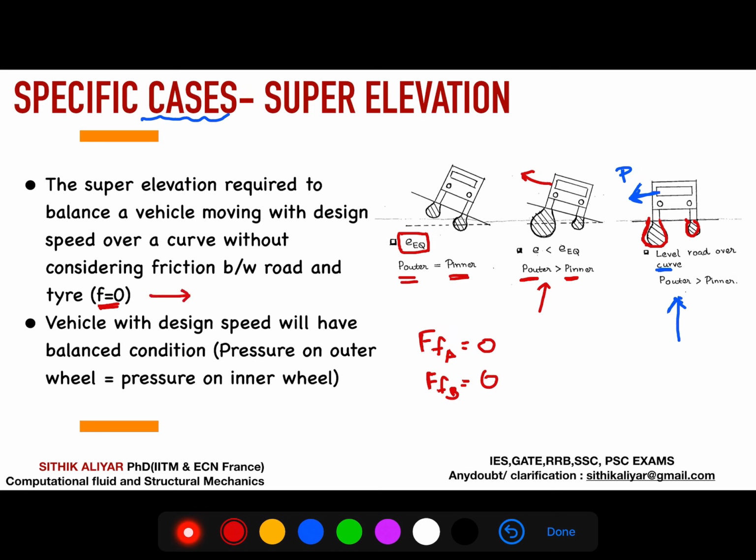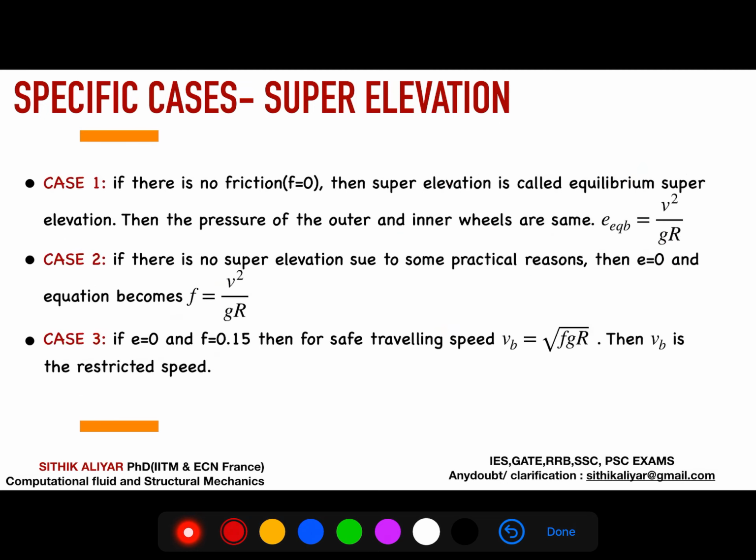Equilibrium super elevation means we are going to find a super elevation such that the friction component will be 0. If the frictional component is 0, both the wheels will have an equal amount of pressure, so the pressure on the outer wheel will be equal to the pressure on the inner wheel. In this way there is no friction. We can determine the super elevation by just substituting f equal to 0 in that formula.